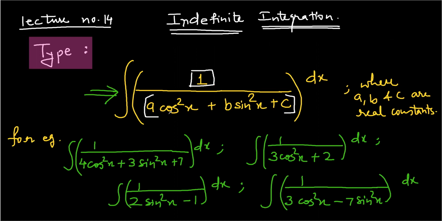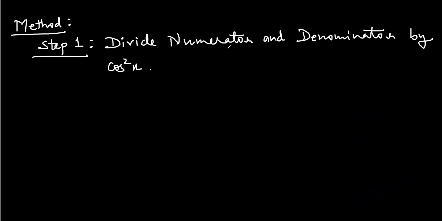Now when you divide the denominator by cos square x, in the denominator you have three terms, so each term will be divided by cos square x. You will split the cos square x across the denominator. So divide numerator and denominator by cos square x.